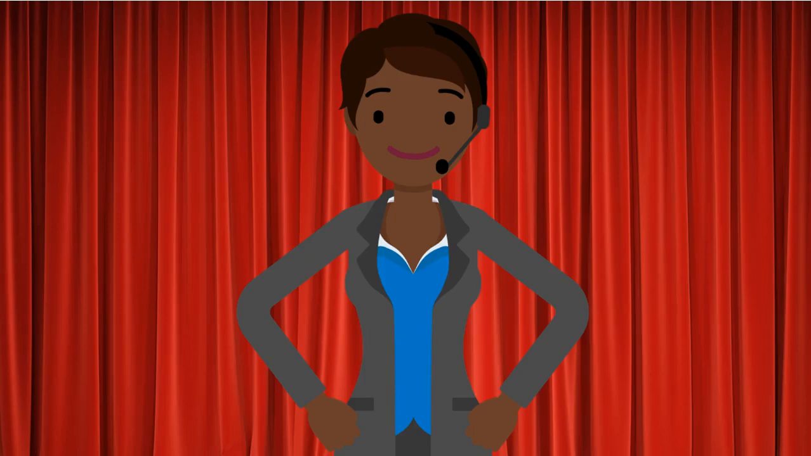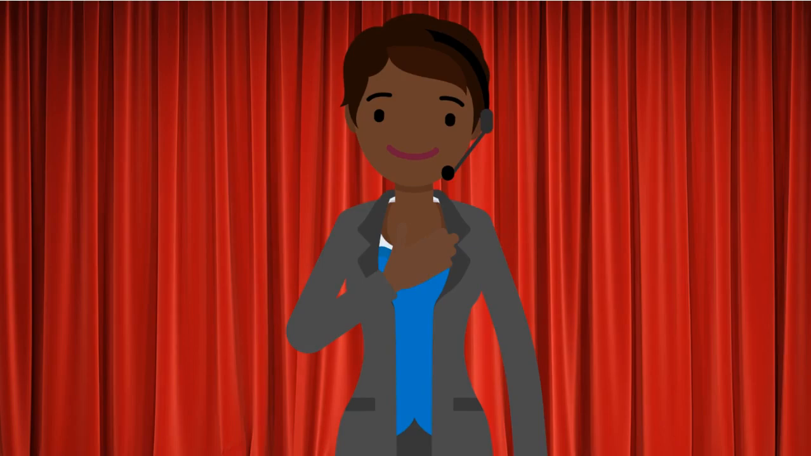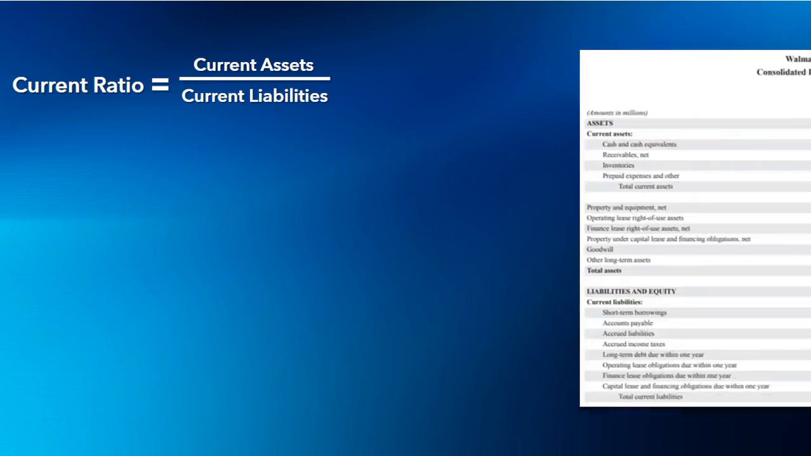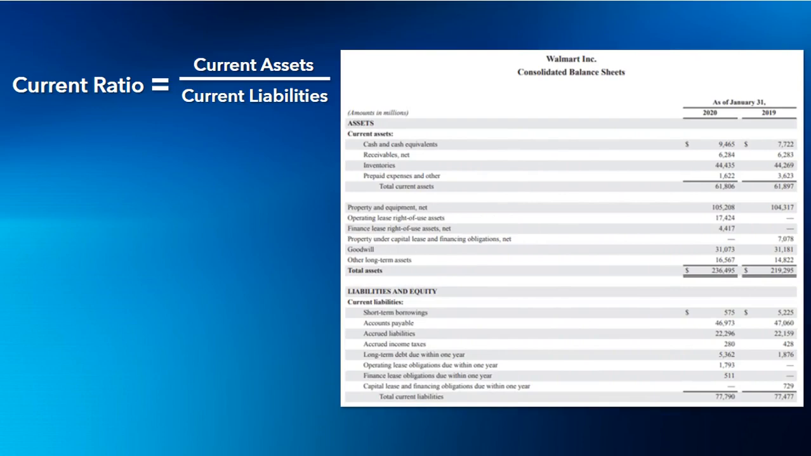How about let's apply some ratios to a public company? I know you are as excited as I am. We'll start with the current ratio. This measures short-term financial risk by showing a company's ability to generate enough cash to pay off all its debts once they become due. We'll apply this to Walmart.